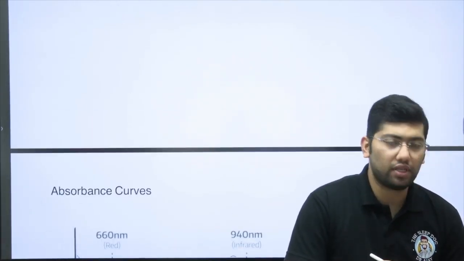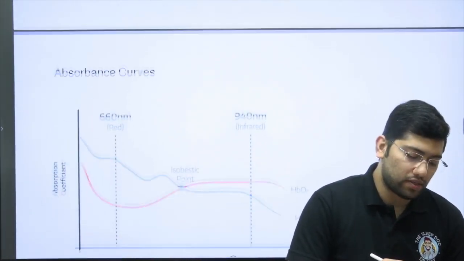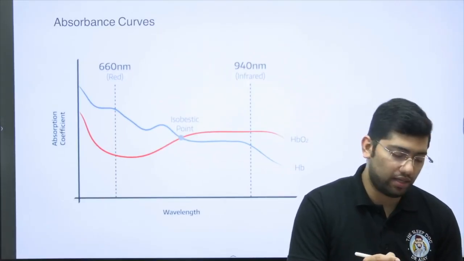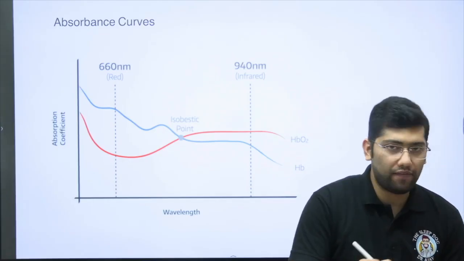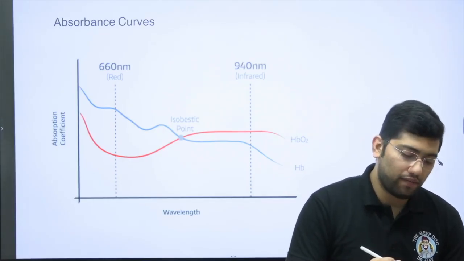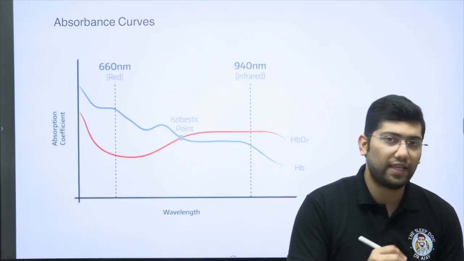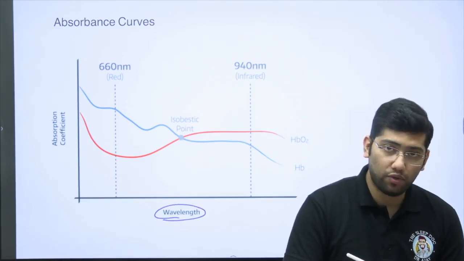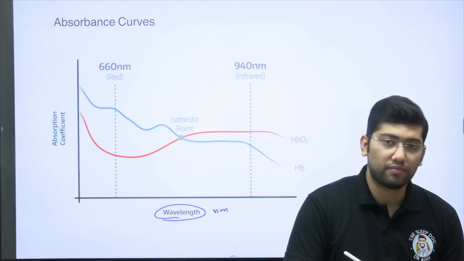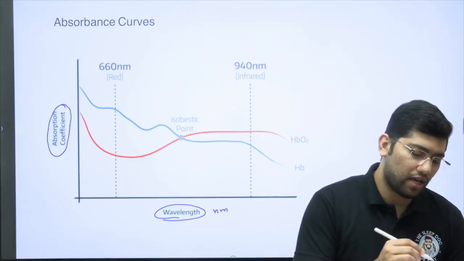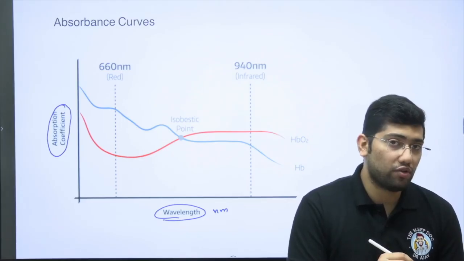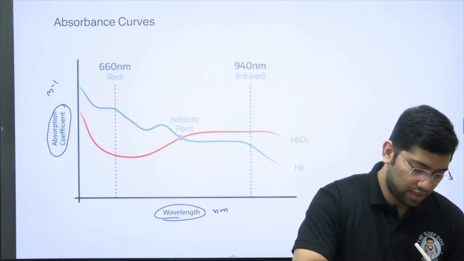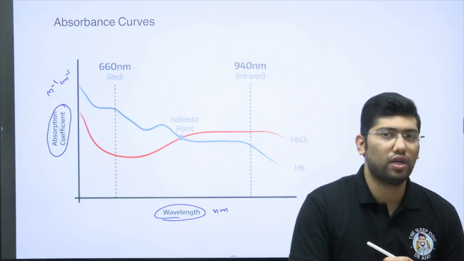Now, let's come to the absorbance curves. What does this actually mean? Why are we using two lights? What is the principle behind it? Now, first let's see. We have an axis here, a graph. So, always when we have a graph, define the axis. Here, the x-axis is wavelength. And what is the unit for wavelength? Nanometer. And the y-axis is absorption coefficient. Now, what was the unit for absorption coefficient? We discussed it was M raised to minus 1 centimeter raised to minus 1.